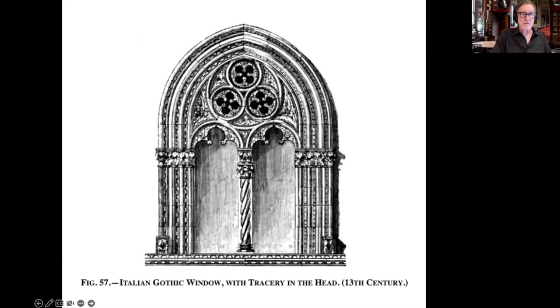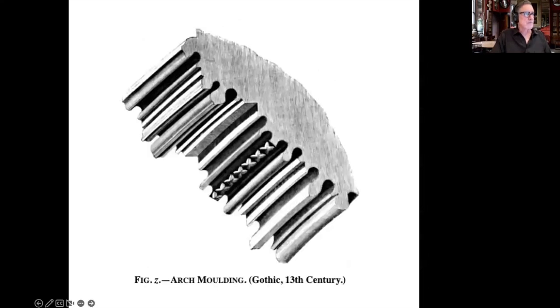So this is an Italian Gothic window from the 13th century, and if we look closely, we can see three-quarter hollow voids in the surface of the elements of the architecture. These are Gothic arch moldings. It's a good example.